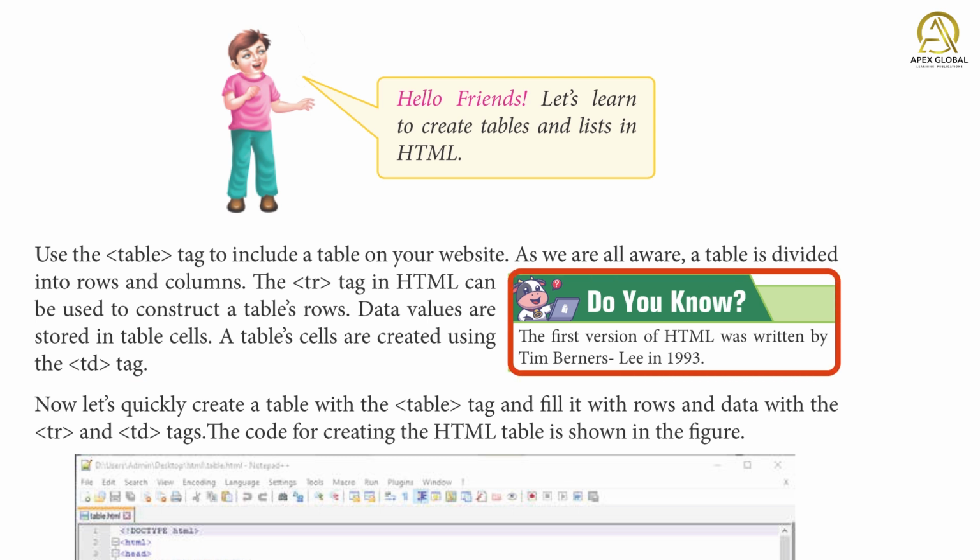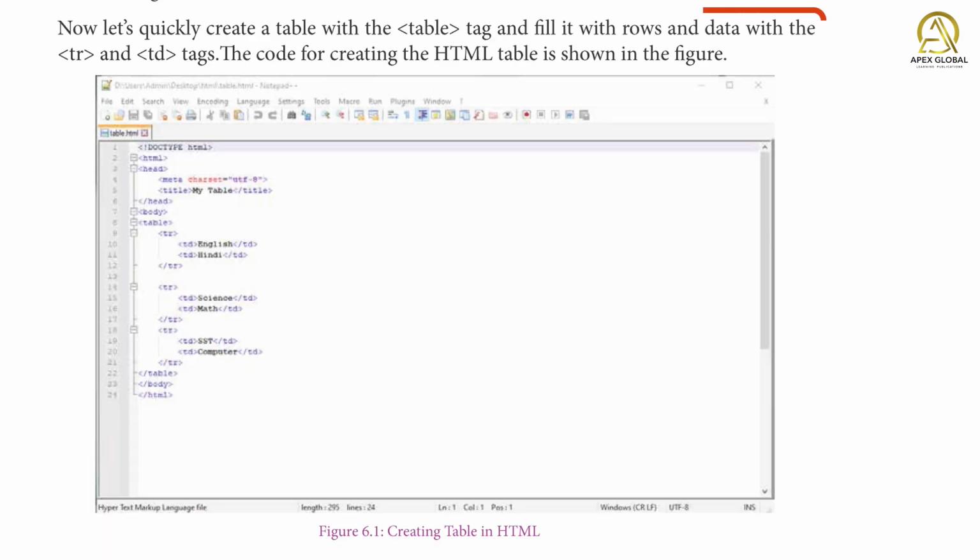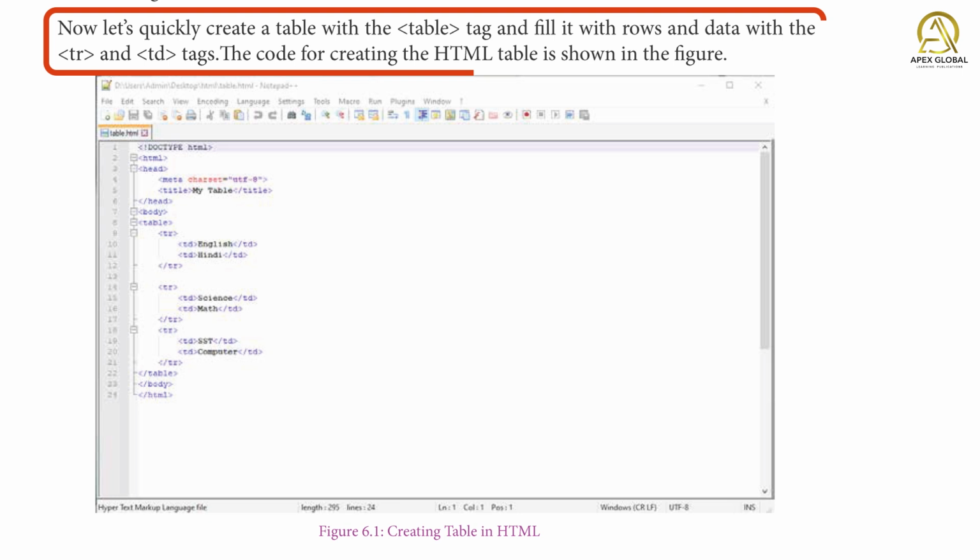Do you know the first version of HTML was written by Tim Berners-Lee in 1993? Now let's quickly create a table with the table tag and fill it with rows and data with the tr and td tags. The code for creating the HTML table is shown in the figure.